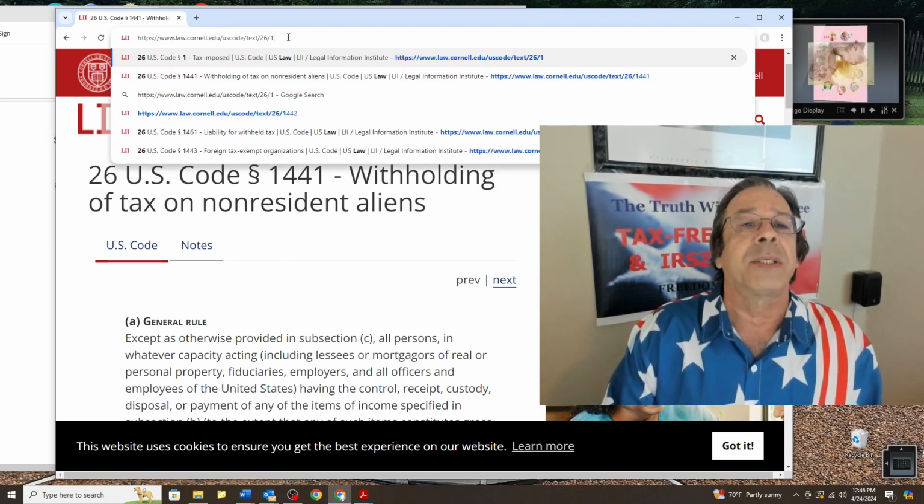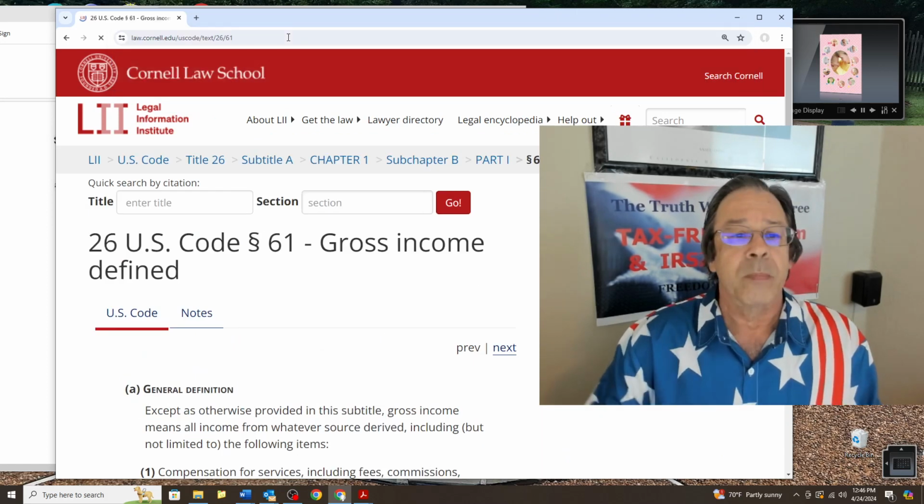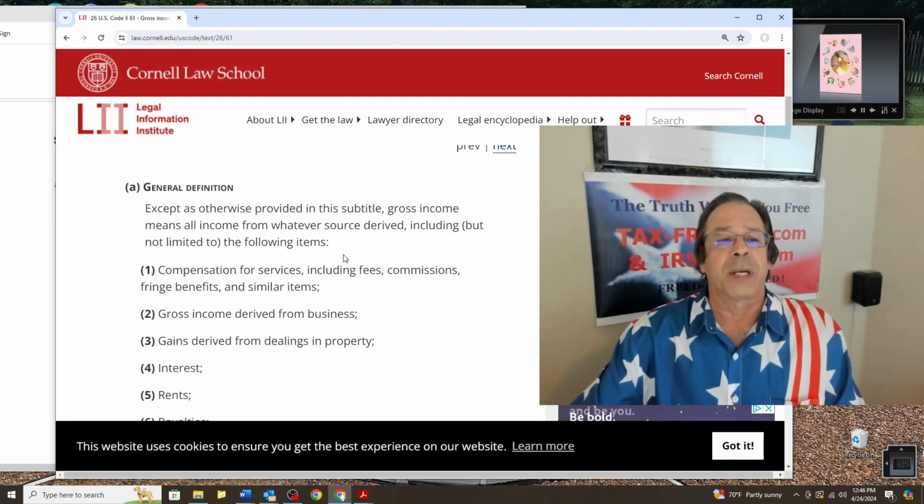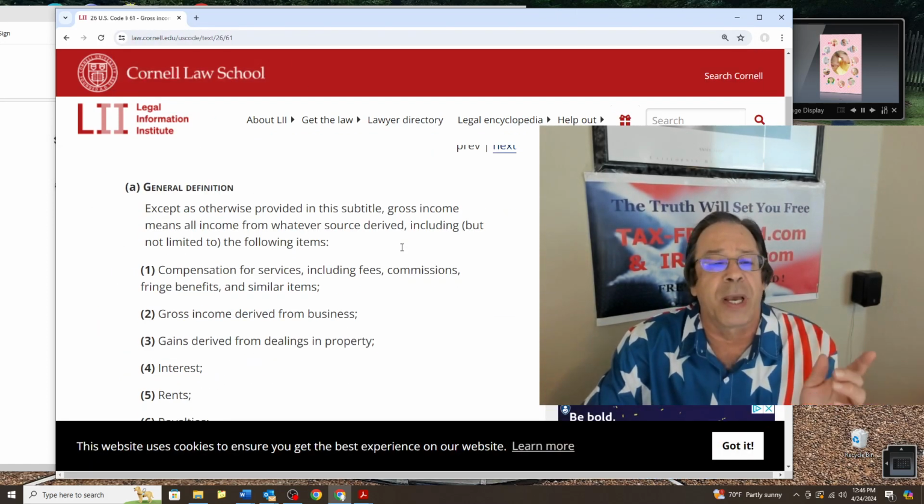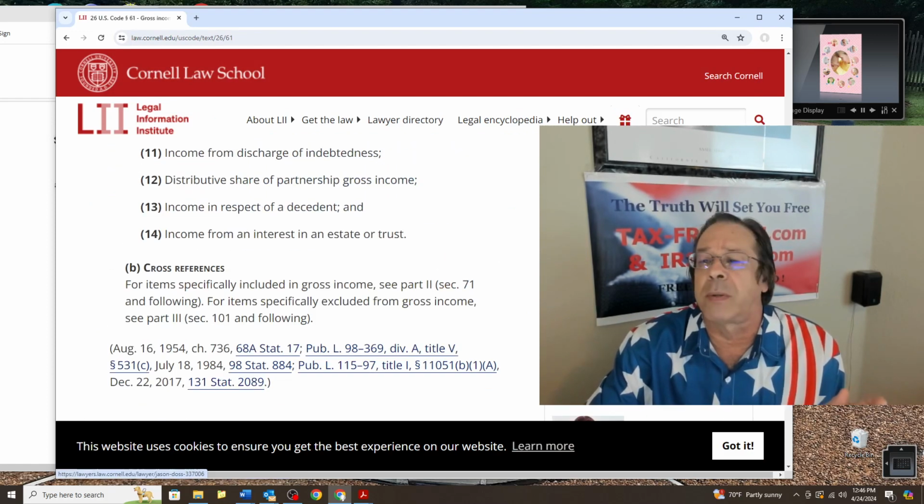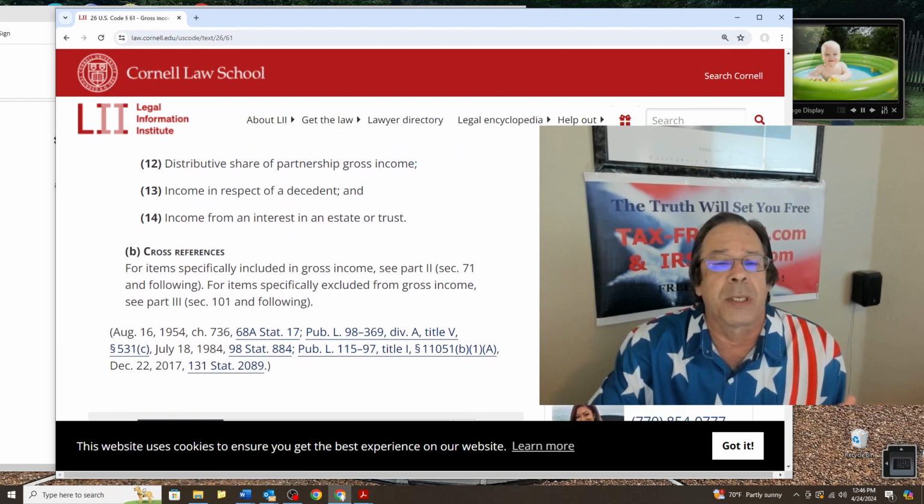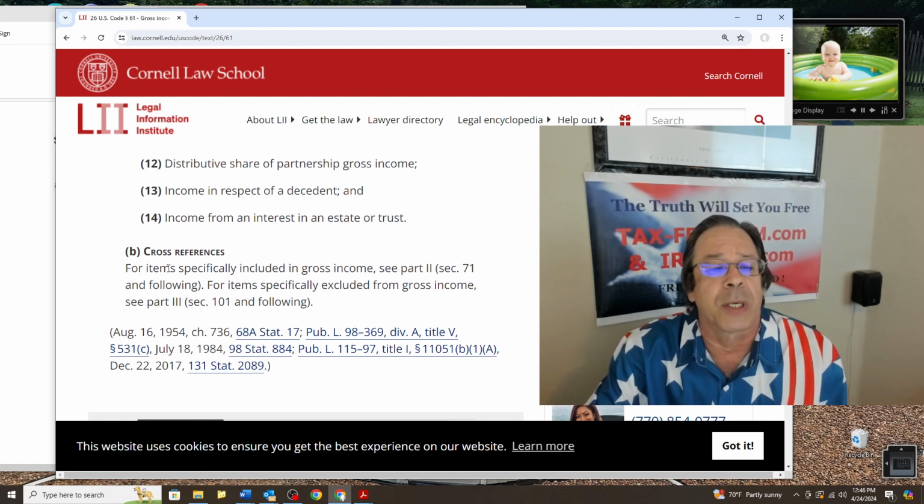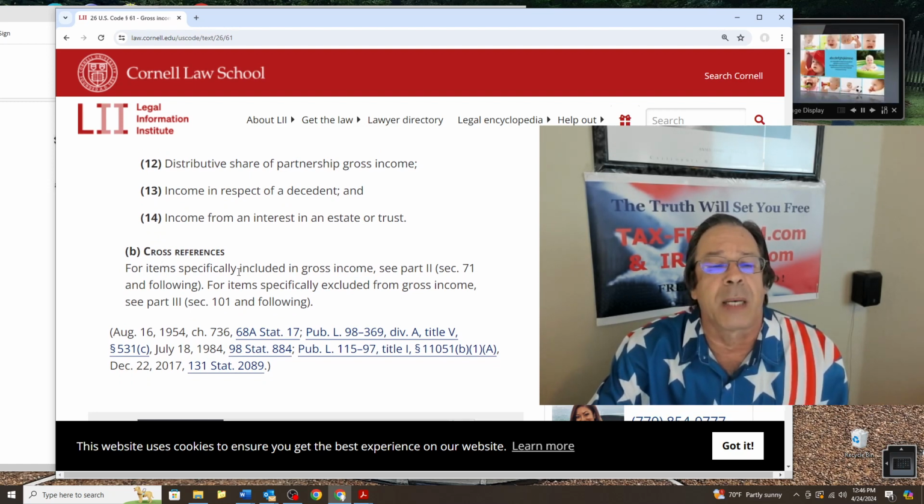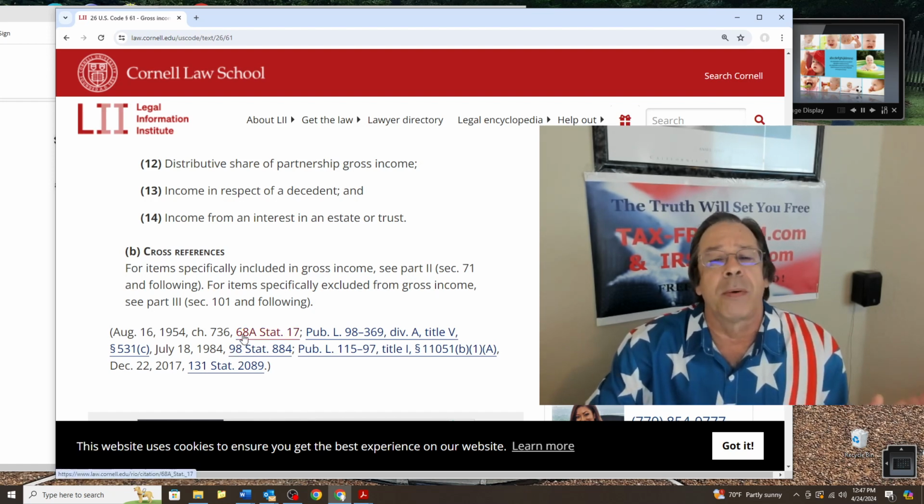So back in section 61, we have gross income, and now we're going to investigate gross income. Now notice that there isn't really any information here about the history of this code section. There's section B, which says items specifically included, see part 2. For items specifically excluded, see part 3. But there's no other information.